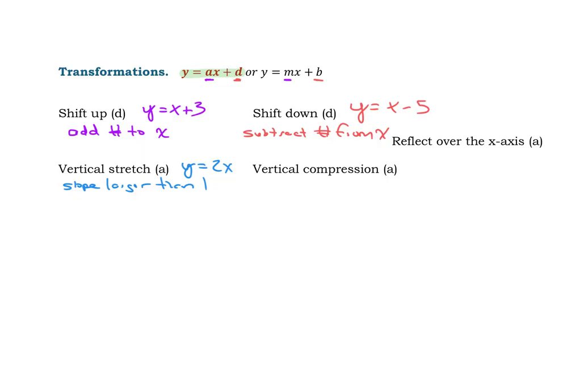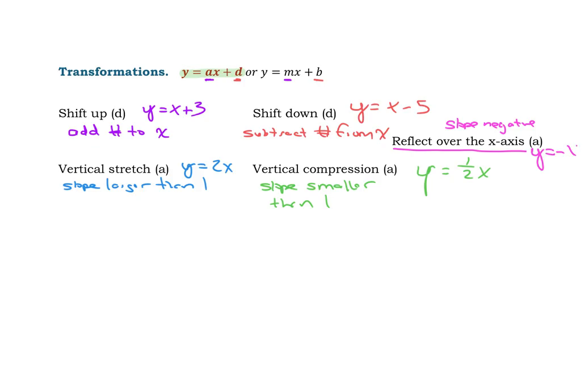And then a vertical compression would be a slope that is smaller than 1. An example of that would be y equals 1/2 x. So when we count on slope, that would be up 1 over 2, up 1 over 2. So I am pressing it or compressing it towards the x-axis. So a number that is less than 1 will make it a compression. Now what you have to separate is for reflection over the x-axis, we are going to make our slope negative.